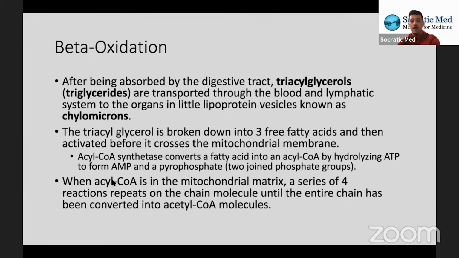When an acyl-CoA is in the mitochondrial matrix, a series of 4 reactions repeats on the chain molecule until the entire chain has been converted into acetyl-CoA molecules. It's sort of like the Krebs cycle, where we're just repeating. It's not a true cycle because different molecules come in, but we're doing these 4 reactions repeated and repeated until we're only left with acetyl-CoA molecules. So the starting product of beta oxidation is triacylglycerols, and the end product is a bunch of acetyl-CoA.